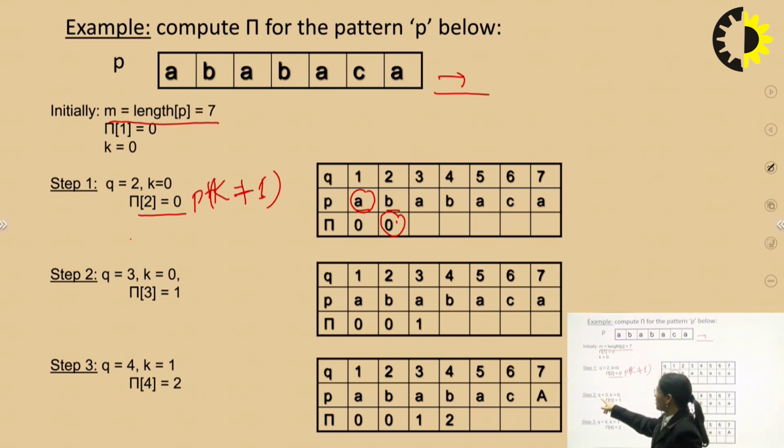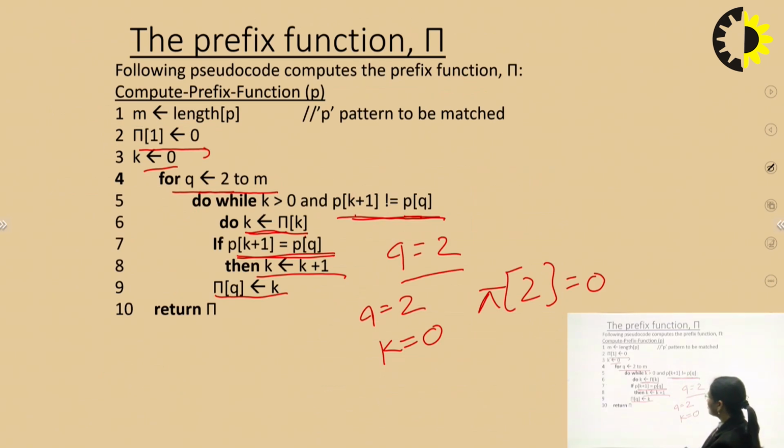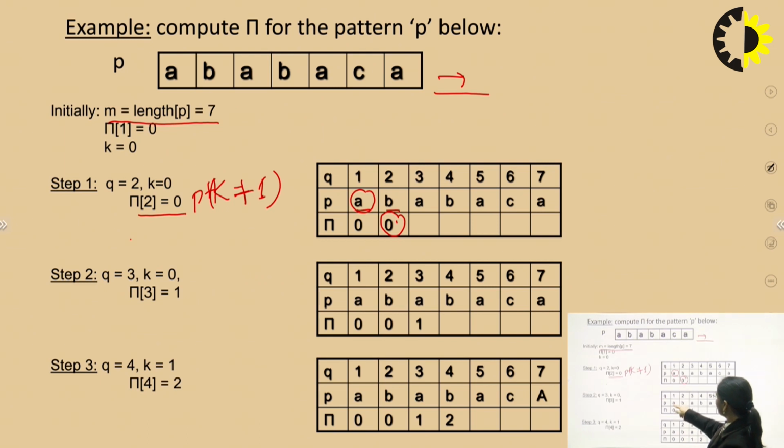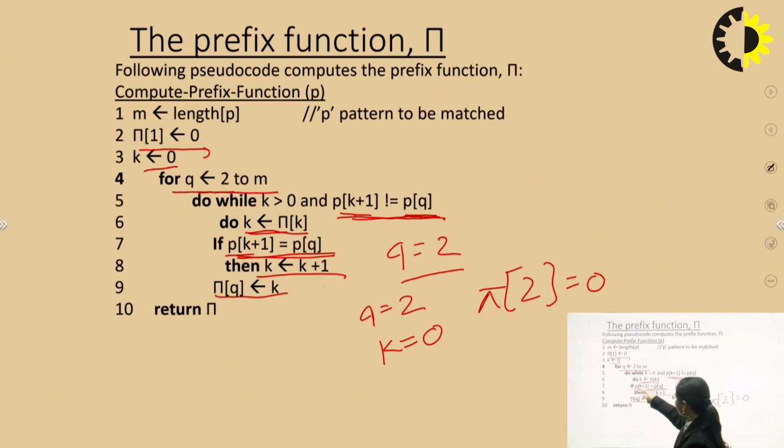Now putting the value of q equal to 3 and k equal to 0, since here k equals 0, what do we have to compare? k plus 1, that means 0 plus 1, so p1 with p3. After comparing p1 with p3, a match occurs. So what do we have to do? If p[k+1] equals p[q], then we have to set k equal to k plus 1.